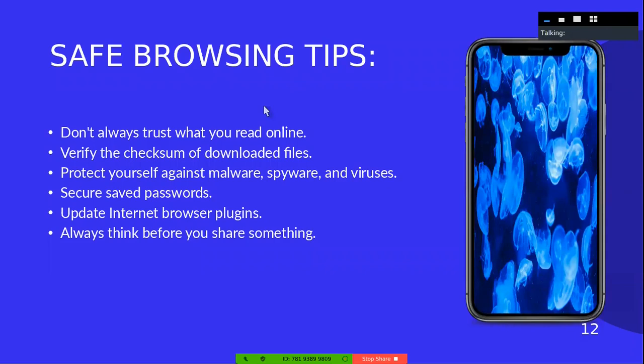Now, let me tell you guys what a character is. A character is a text. For example, in this word safe browsing, S is a character, A is a character, F, E, they are all characters. A character is any printable text. You understand? So it must be made up of a minimum of 8 characters.